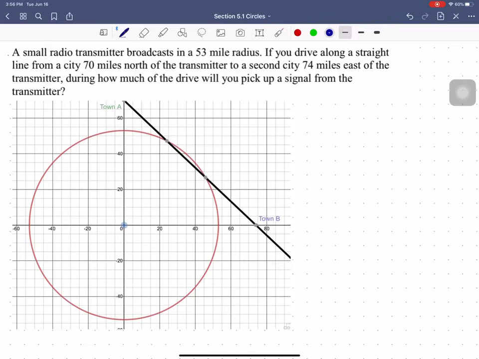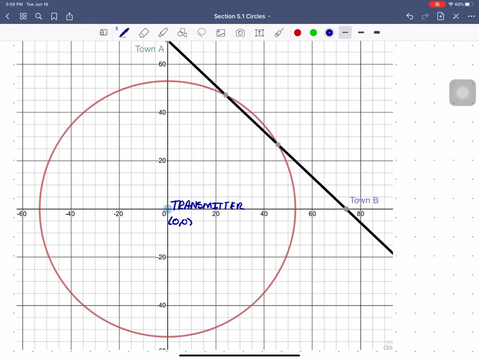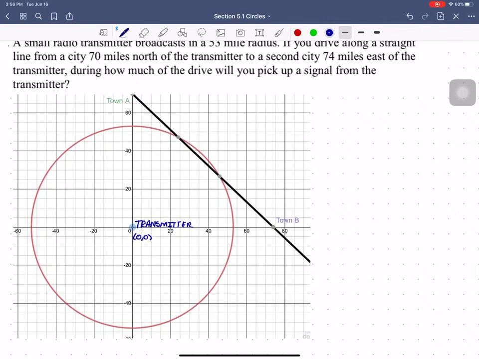Okay, so the first thing I did was I made a decision. And the decision I made was to put my transmitter right here in the middle at the origin. What that does for me is that centers my circle at 0, 0. That also fixes my coordinate system for the rest of my problem. So that means that my town up here is at the coordinates 0, 70. And my town to the east is at the coordinates 74, 0.